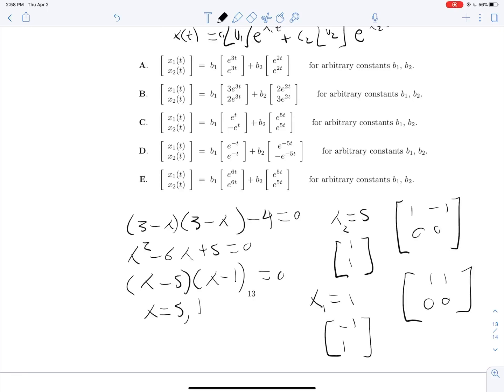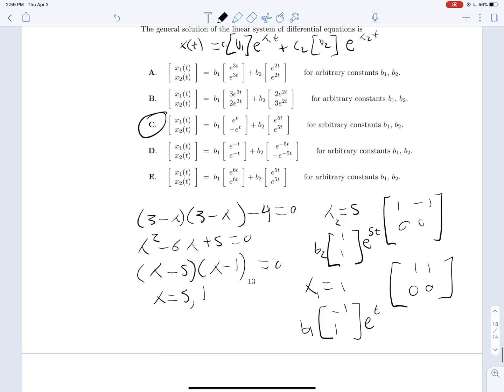And we're ready to put everything together. So we are looking for, instead of C1, they're using B1, but B1 multiplied by this vector right here times e to the lambda 1 t, which is just e to the t. And over here, we're going to have b2 times this vector times e to the 5t. And they put the components with e into the matrices, which is a little bit annoying to look through, but yeah, C is our correct answer. That has all of the elements that we're looking for.